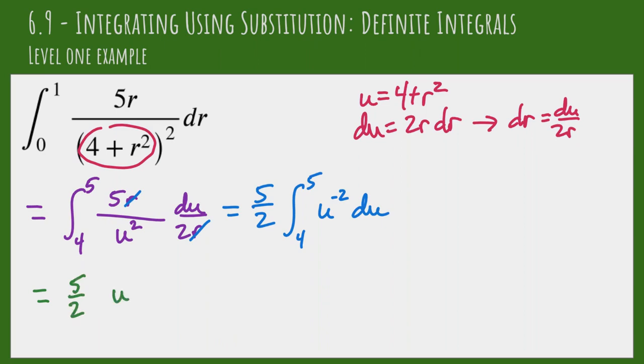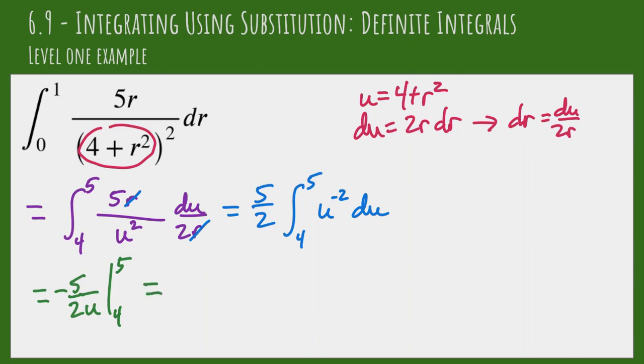We're going to have u to the negative 1. So we increase the power by 1. Then we're going to divide by the new power. So we divide by negative 1 and we get negative 5/2 u to the negative 1. Or we could write it as negative 5 over 2u, evaluated from 4 to 5.